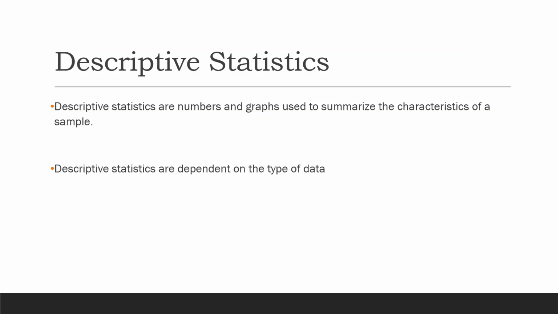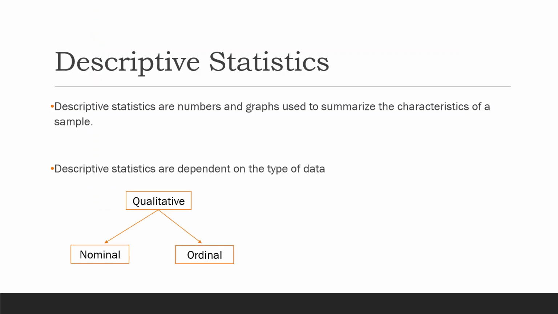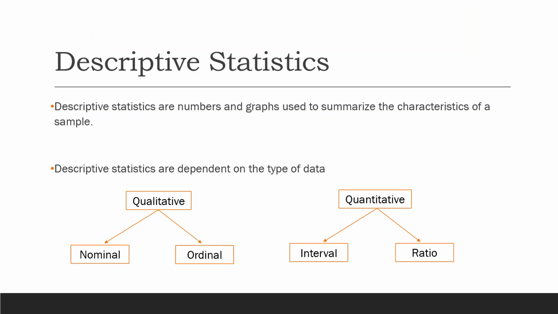The values calculated or resulting from our sample make up descriptive statistics. The type of graphs and numbers that we use will lead us to differing types of statistics and graphs. And so, just as a quick review, remember when we have qualitative data, those are data that are measured on the nominal and ordinal levels. They're going to have different graphs and statistics or numbers compared to our quantitative data, which are measured on either the interval or ratio scale.